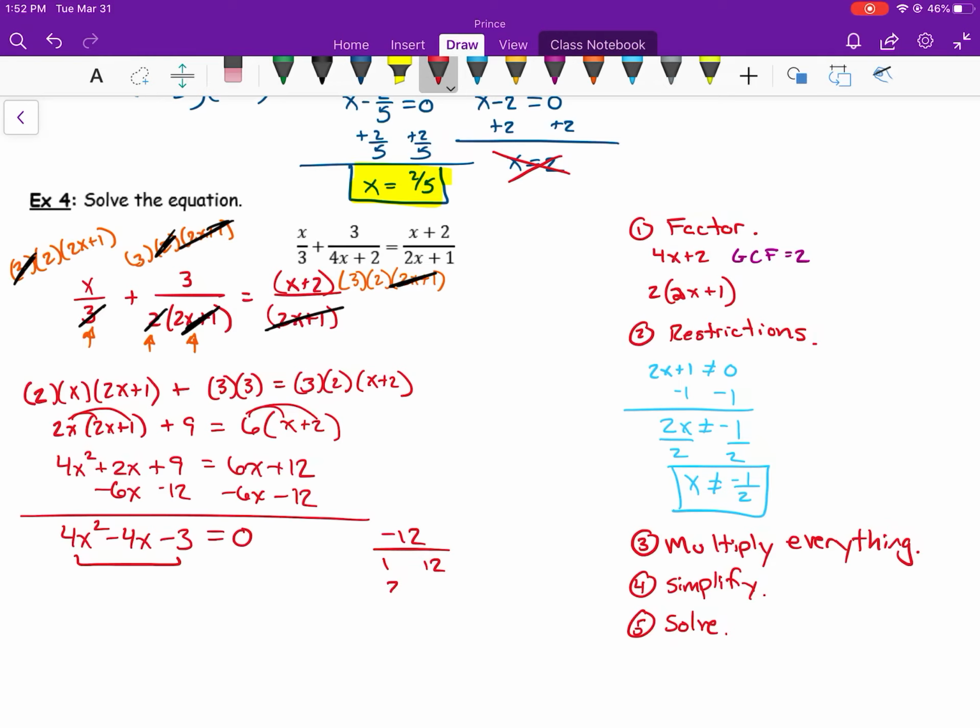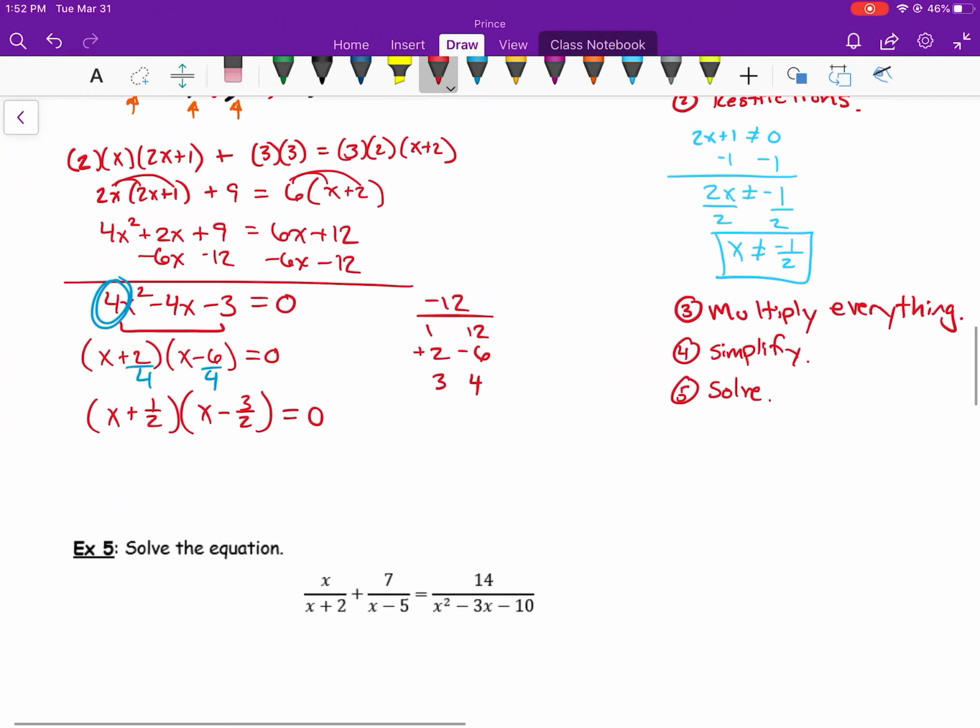We'll do first times last. That will give me negative 12. Factors of 12. So, looks like I'm going to use negative 6 and a positive 2. Multiplied to make negative 12 and added to make negative 4. So x plus 2, x minus 6 equals 0. Again, slide and divide method. Divide everything by 4. Simplify the fractions, so x plus 1/2, x minus 3/2 equals 0.